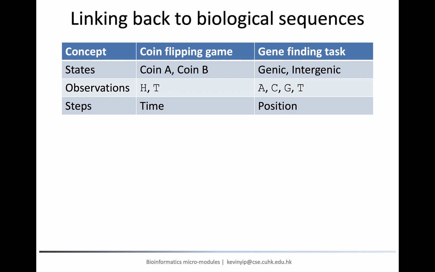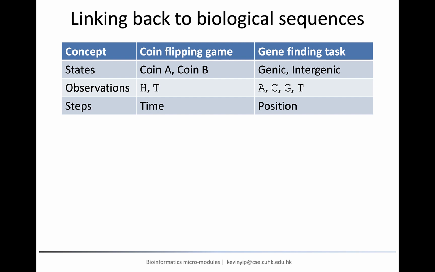Now, let's return to our original gene finding task to see how the coin flipping game is related to it. In the coin flipping game, there are two states, which correspond to the two coins. In the gene finding task, we also have two states, which correspond to genic and intergenic positions. Regarding the observations, each coin flip produces either a head or a tail, while in the DNA sequence, the nucleotides are the observations, and we assume genic regions and intergenic regions have different distributions of nucleotides, just like the two coins having different distributions of head and tail.